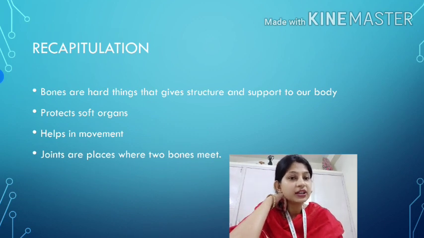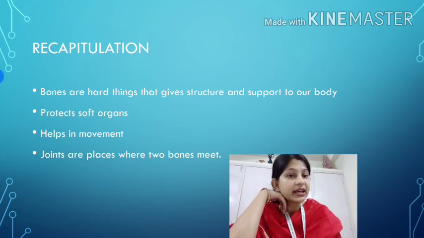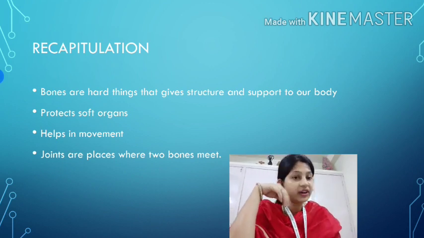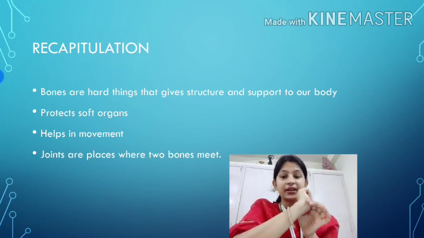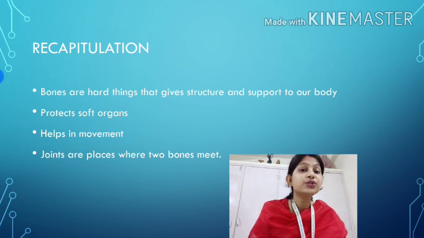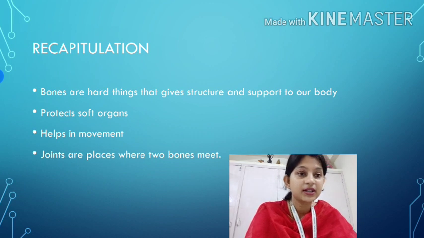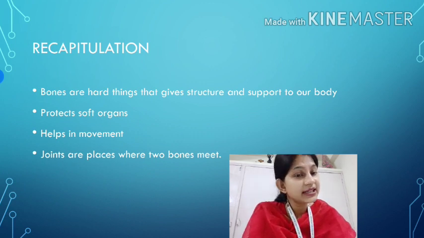Okay, we got the introduction about the bones, students, and we came across a new word, that was joints. Yes, there are joints in our body. In various places we have joints, like in the wrist area, elbow area, knee area. Yes, and what are the uses of these joints? They help in movement. Okay, they help increase the flexibility of our body.